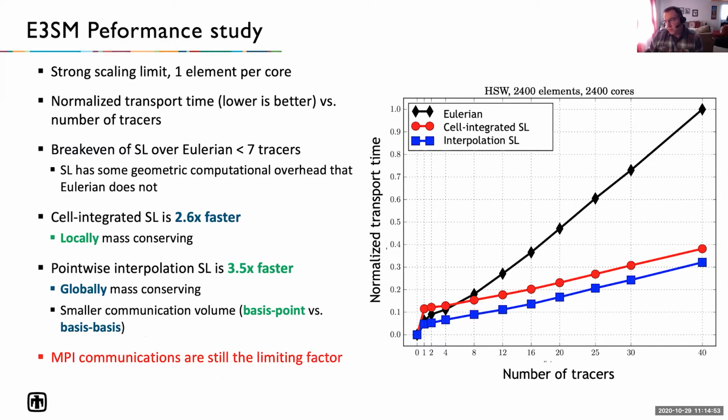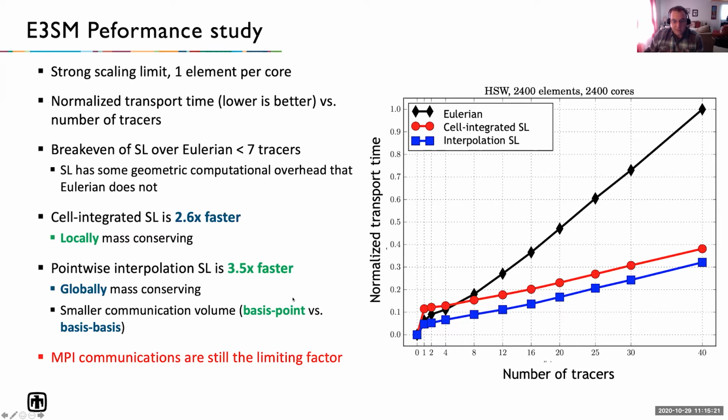And so you see this on the plot here on the right. This is time spent in the transport method, normalized to the time it takes the old Eulerian method to compute a solution for 40 tracers, which is the standard operating configuration for the climate model. And you can see that the cell integrated method, this is where the 2.5 number comes from, and the interpolation method in blue is even faster.